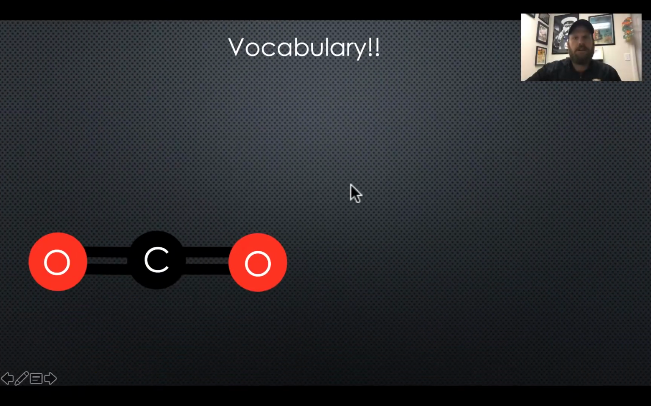We are going to delve a little deeper into covalent bonds and the concepts of polar and nonpolar. Remember, polar covalent bonds form between two different nonmetals, while nonpolar covalent bonds form between two of the same nonmetals. Now, it is possible for a substance with polar covalent bonds to be nonpolar overall.